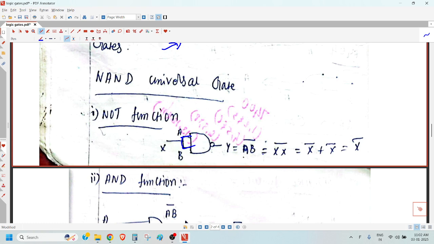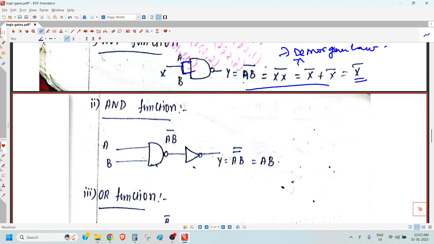That means we are applying De Morgan's law over here. So De Morgan's law: (X·X) bar will become X bar plus X bar. Finally you will get the output as X bar. So how we have got this, we simply have to remember De Morgan's law. Then for the AND function, same thing, we are including one NOT. So Y is equal to ((AB) bar) bar. Whenever bar bar is there, both will cancel, and you will get a simple equation AB.